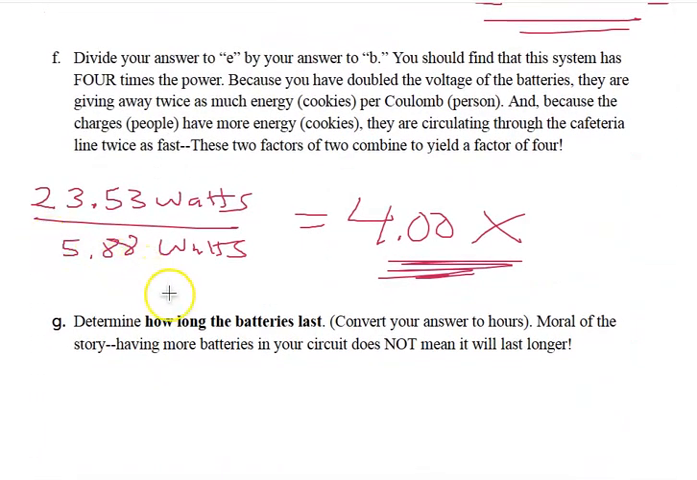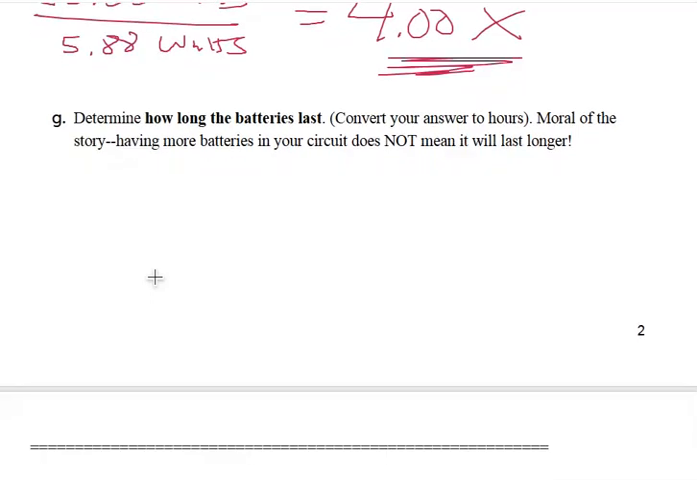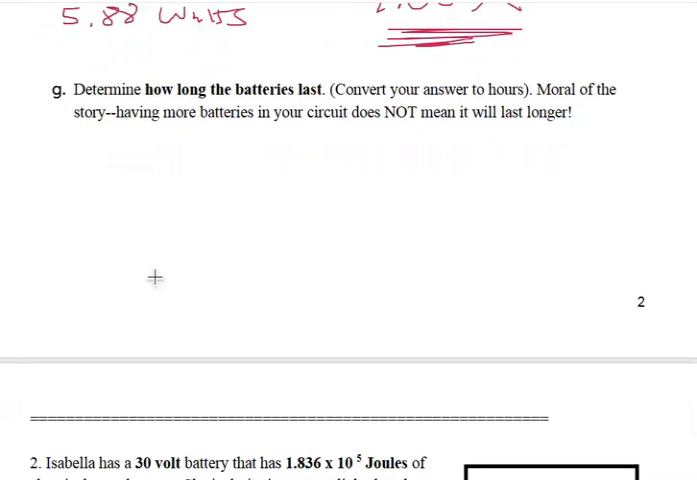So that light bulb is not going to be twice as bright. It's going to be 4 times brighter. But it also means I am using up energy 4 times as quickly. So the battery is going to run down quicker. So we're going to figure out how long the battery lasts.